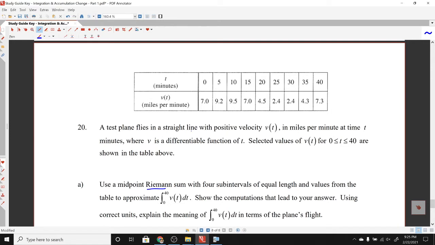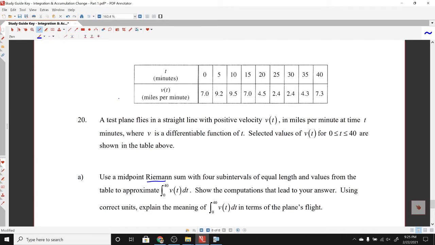So test plane flies in a straight line with a positive velocity v of t in miles per minute at time t minutes, where v is a differentiable function of t. Selected values of v of t for 0 to 40 are shown in the table above. Use a midpoint Riemann sum with 4 subintervals of equal length and values from the table to approximate the integral from 0 to 40 of v of t dt. Show the computations that lead to your answer using correct units. Explain the meaning. So there's a lot going on here. One is to get the answer using the midpoint sum, and then to explain the meaning of the integral.